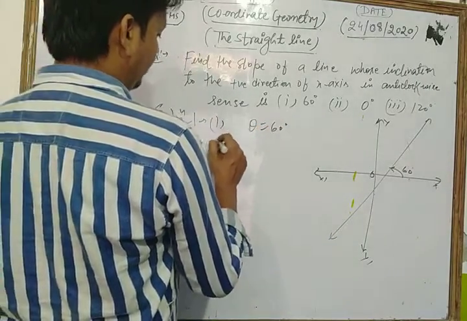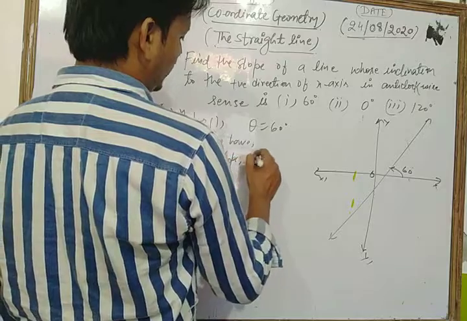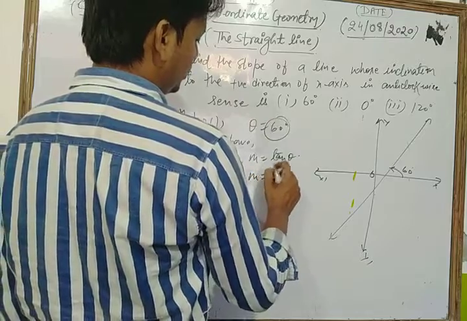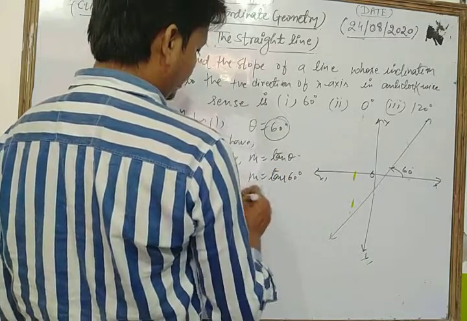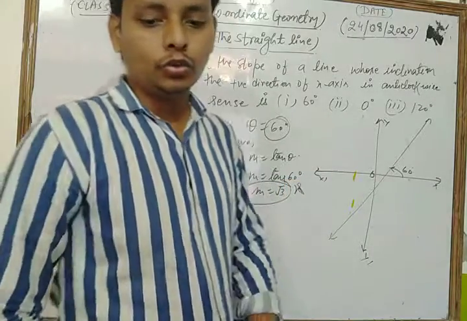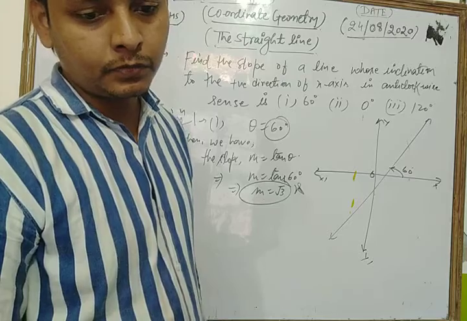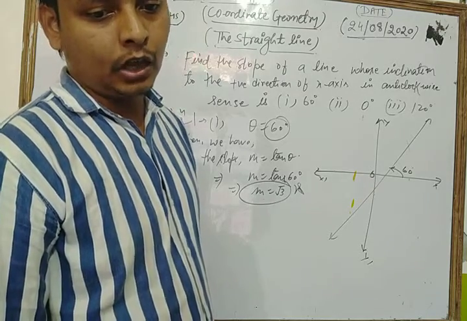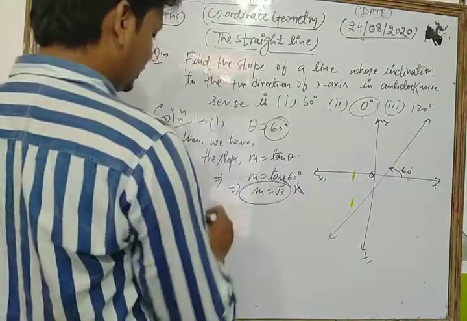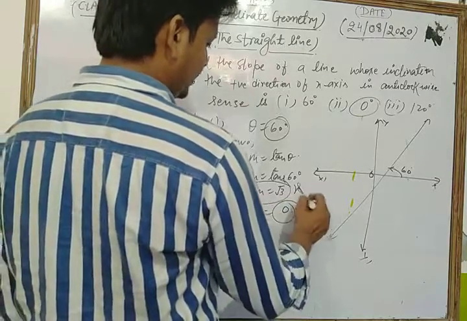Then the slope m is equal to tan theta. So we put theta as 60 degrees. So m is equal to tan 60 degrees. The value of tan 60 is root 3. So, dear student, root 3 is the slope of the given line. Now in the same way, in the second part of this question, when the inclination is 0 degrees, the slope is tan 0, which is equal to 0.